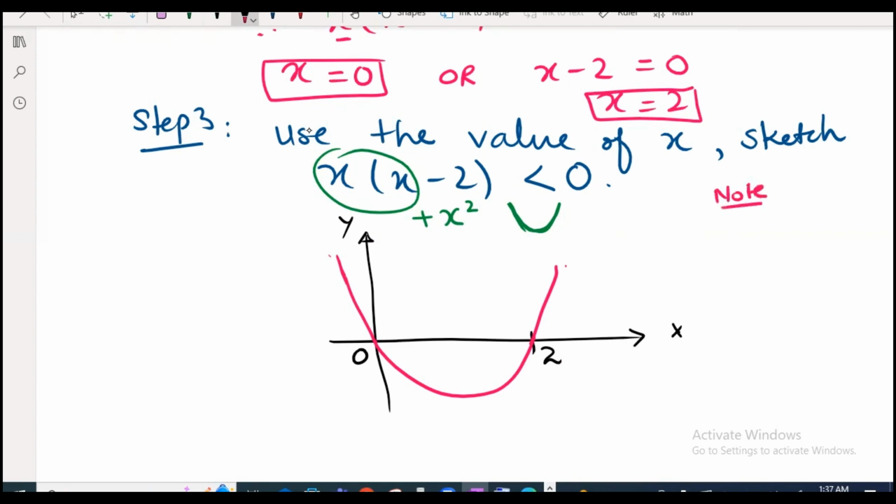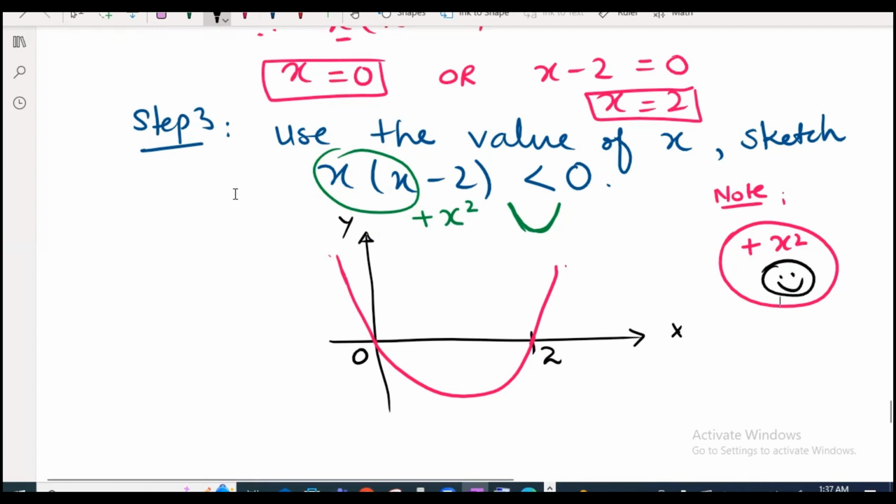You can memorize by this note, for positive x square, happy face will be sketched.